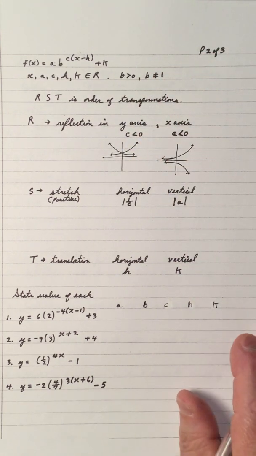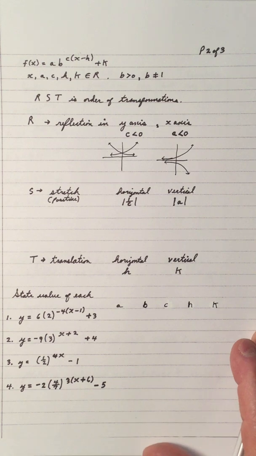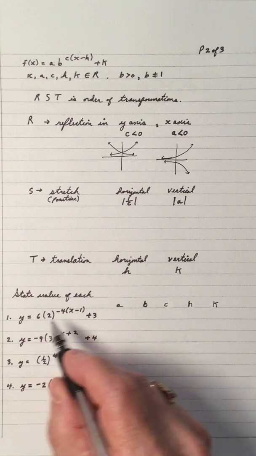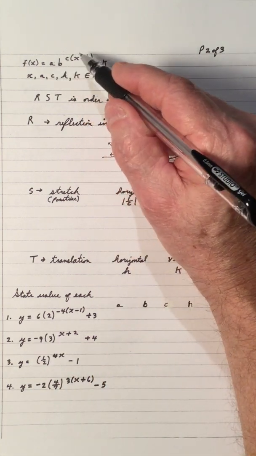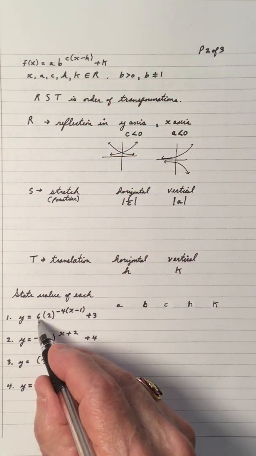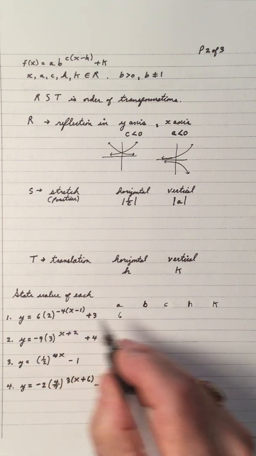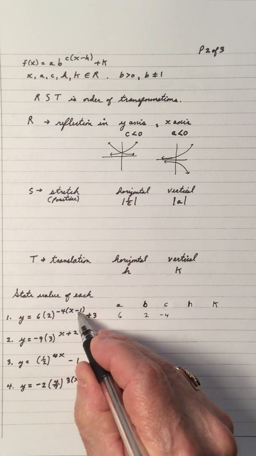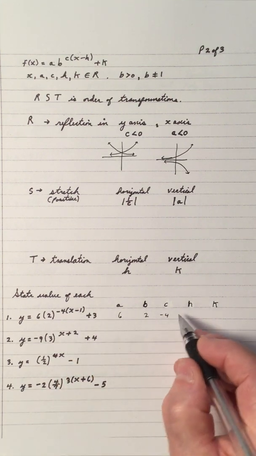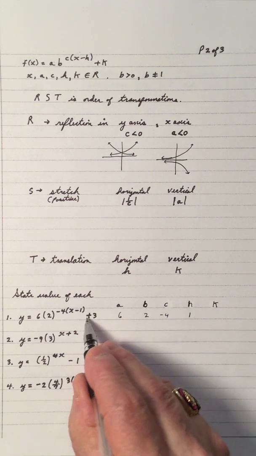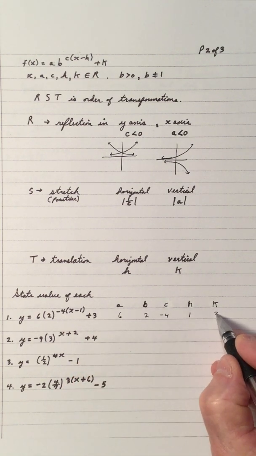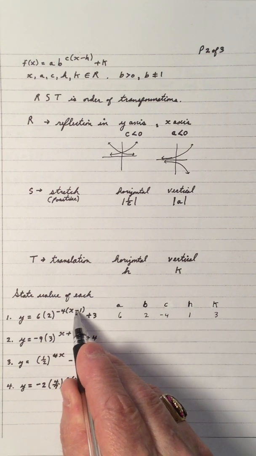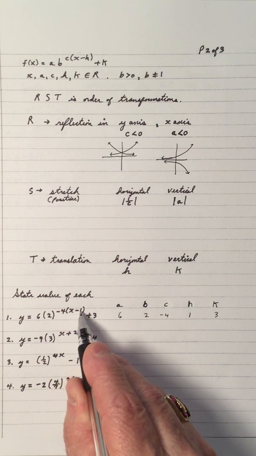To start this off, because some students have trouble with transformations, let's see if we can do it correctly. There's an a, b, c, h, and k. In the first one, a is 6, base b is 2, c is negative 4, h is, and we take the opposite of that, 1, and 3 is the value of k. So notice we do the opposite: h is the opposite of x minus 1.